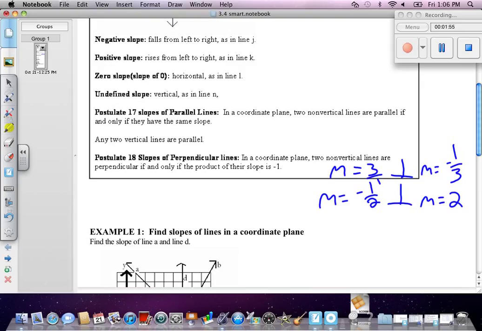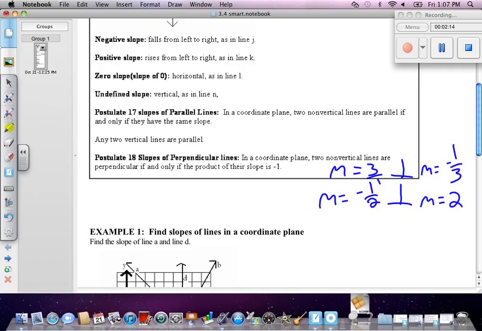And if it's positive, it's negative. If it's negative, it's positive. So basically, we're just multiplying by the negative reciprocal. And when lines are perpendicular, their slopes are opposite reciprocals, which is just what we talked about. It is the slope of perpendicular lines.